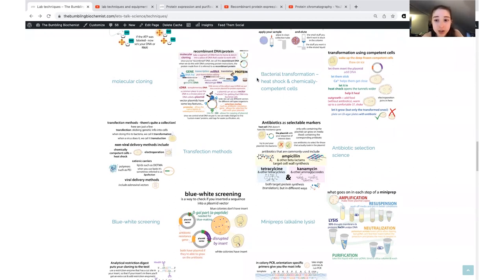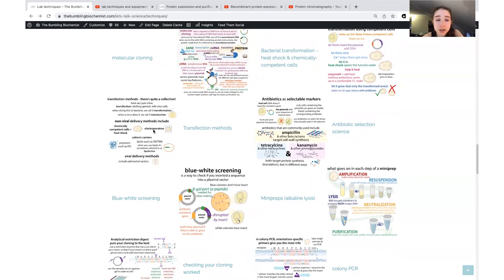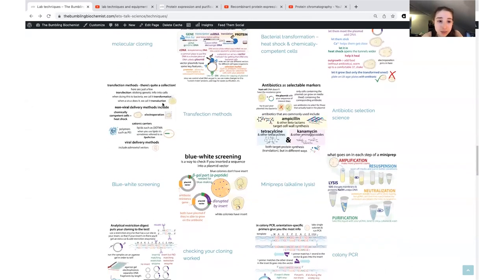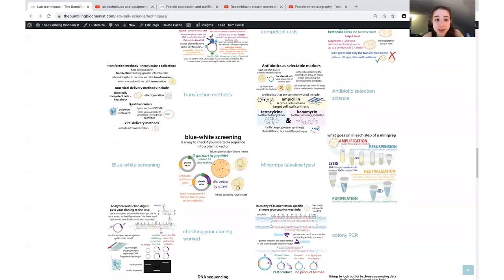But so transformation is one form of transfection. Transfection is just when we stick genetic info into cells. When we do it into bacteria, we call it transformation. When we do it into other types of cells, we call it transfection. When a virus does it, we call it transduction. You can use viral delivery methods, or non-viral delivery methods such as heat shock, which we talked about, electroporation, so using electricity, and cationic carriers, polymers such as PEI, where cationic means they're positively charged.